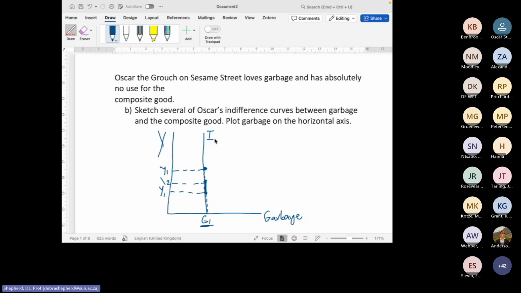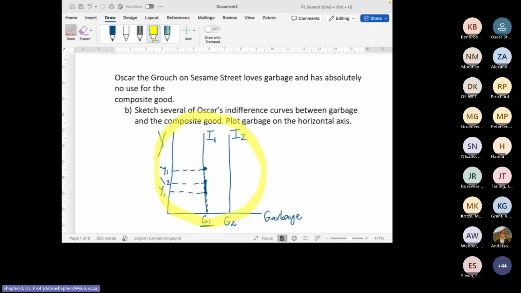So let's, for argument's sake, say this is I1. How would we then represent an indifference curve that gives Oscar greater utility than I1? That would be an indifference curve like I2. I2 gives Oscar greater total utility than I1 because this corresponds to a greater amount of garbage consumption. And Oscar likes garbage.